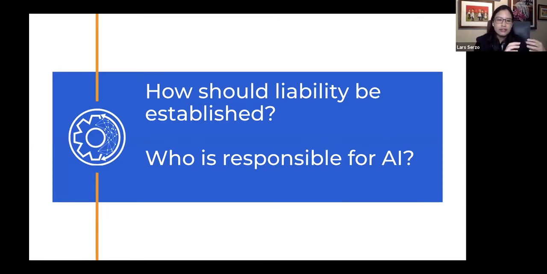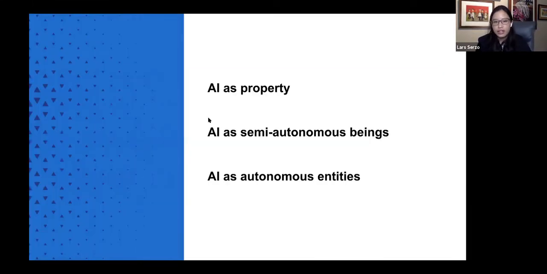And then now, as lawyers, I guess the next question would be, how should liability be established with regards to decisions made based on AI or with regards to harm caused by AI? And who is responsible ultimately for AI? So there are certain ways by which legal scholars and lawyers have viewed or analyzed AI in terms of liability. Basically, here are the options. So AI as property, AI as semi-autonomous beings, or AI as autonomous entities. The last one is closer to the Terminator example presented by Ralph earlier.